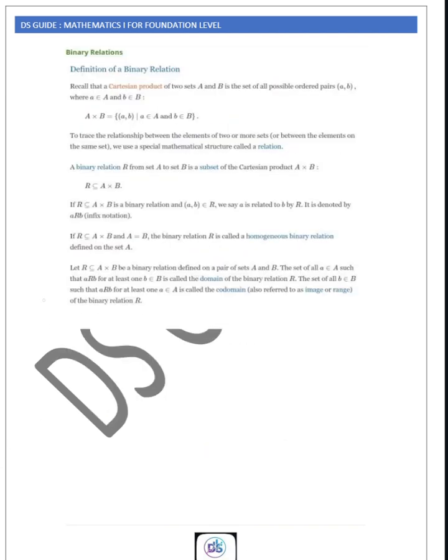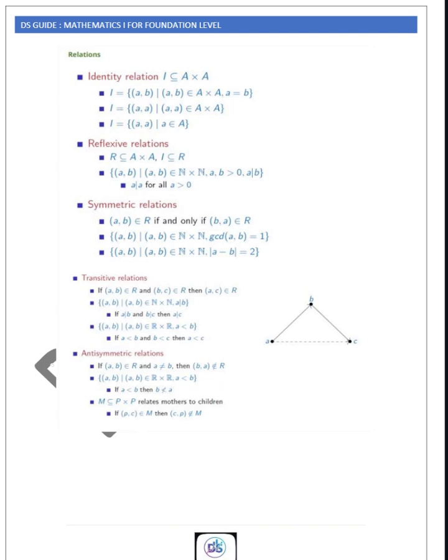So you can read this. Next, how are binary relations formed? By Cartesian product. Any subset of a Cartesian product is a binary relation. The identity relation is one in which both elements are equal, (a, b) equals (a, a) for all a. This is the case of reflexive also. It is defined for all a.